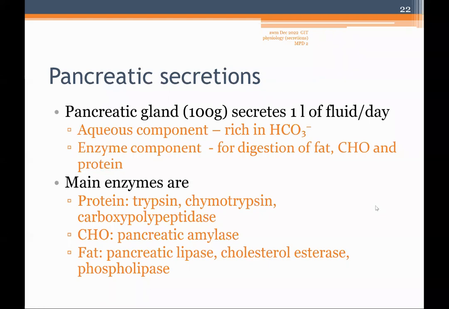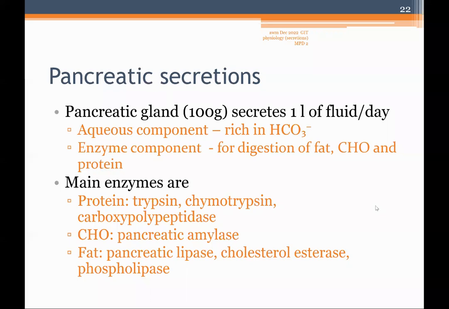The pancreas produces secretions, and we have two components of these secretions. You have an aqueous, watery component, which is rich in bicarbonate. And then you have the enzyme-rich component, which contains the enzymes responsible for digestion of fat, carbohydrate, and protein. Now, the main enzymes for protein are trypsin, chymotrypsin, and carboxypolypeptidase. The main enzyme for carbohydrate digestion is pancreatic amylase.